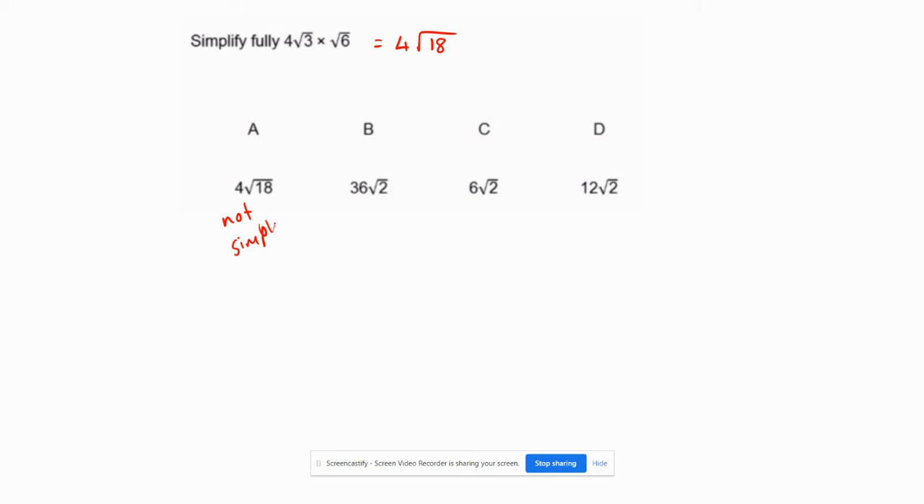So I'm going to write that on there. It's the same, it means the same, but it's not finished. If you type that into your calculator, it would simplify it further. Now that's because 18 has got a square factor. So 18 is made up of 9 times 2. So the square root of 18 is 3 root 2, square rooting the 9. And we need 4 of them. So I need to do 4 times 3 root 2.